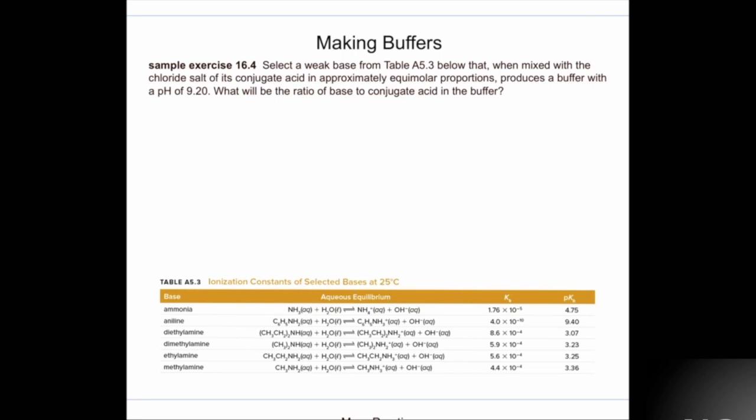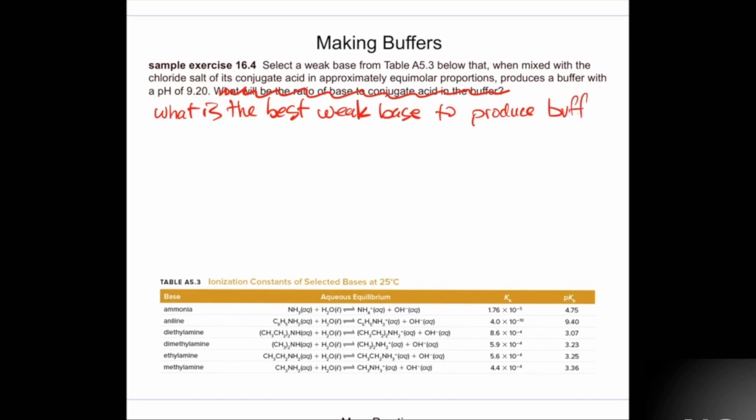Let me change this. I don't care about the ratio anymore. I just want you to practice the overall idea. What is the best weak base to produce a buffer for a solution at pH 9.2?